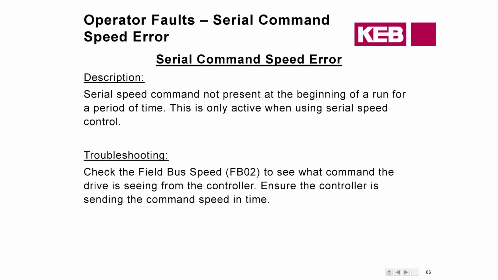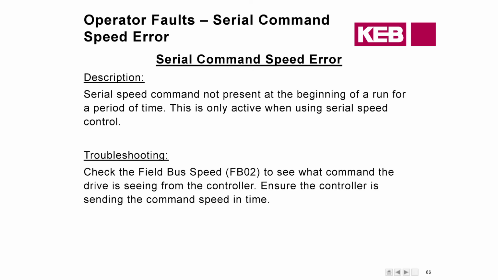Serial command speed error is going to be much the same as the analog, other than if you're using serial speed control, we haven't received a speed command from the controller in a set amount of time. And again, troubleshooting this, you can look at when you're trying to command a run. If you look at the home screen and you're not seeing a command speed, then you're not getting a speed from the controller. If you are getting a command speed, obviously you shouldn't be getting this error. But if for some reason it's coming in and out, that could be due to a communication problem between the controller and the keypad.